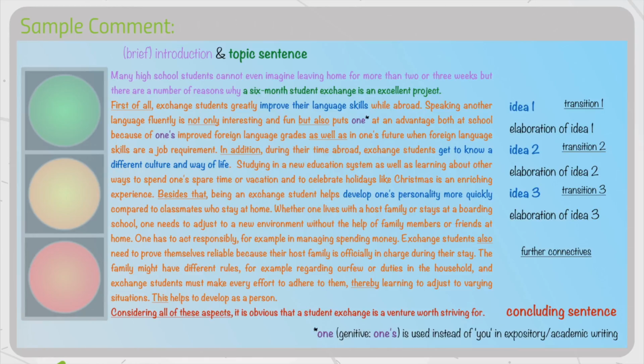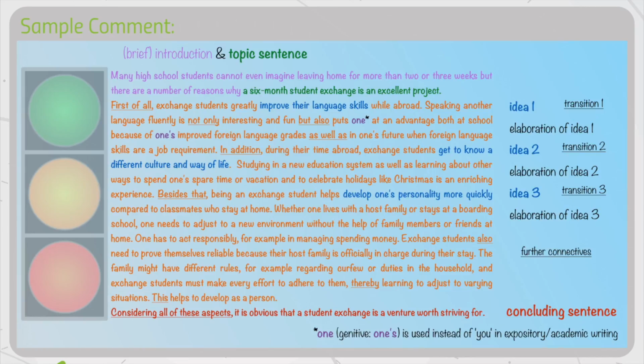And as was to be expected, the comment ends at the red light with a concluding sentence which restates the topic sentence in different words: "Considering all of these aspects, it is obvious that a student exchange is a venture worth striving for." That concluding sentence also starts with a transition, and if you take another look at the whole comment, you will notice many expressions that are underlined in order to show you a variety of connectives or transition words you can use to link your sentences quite easily.